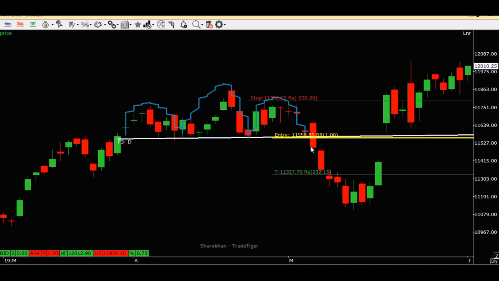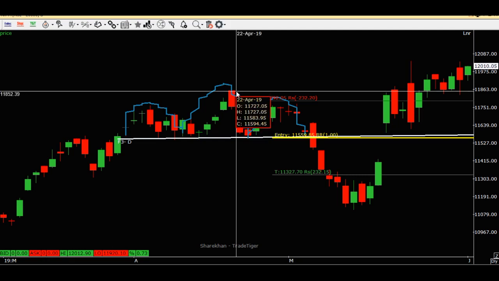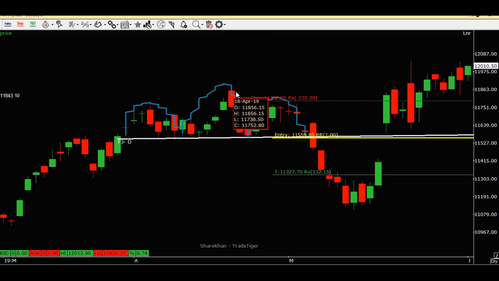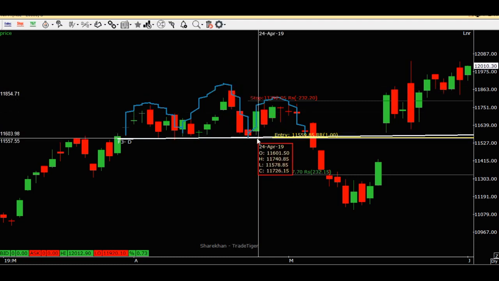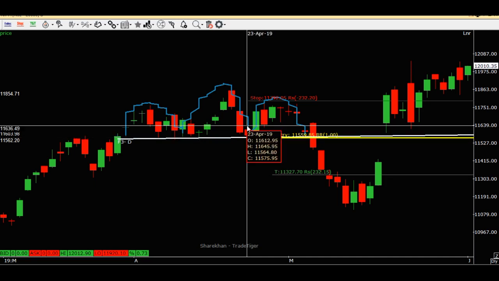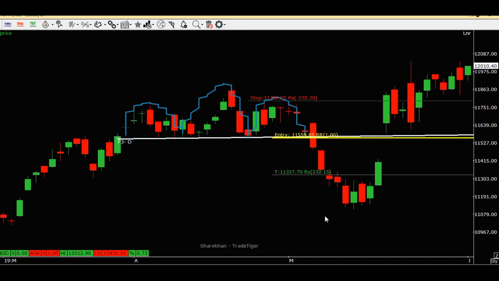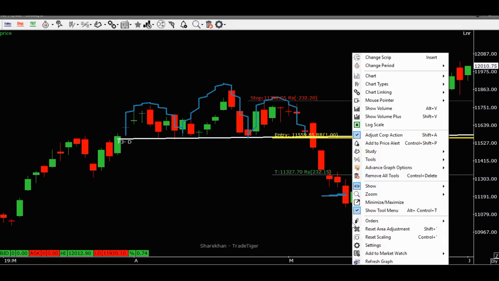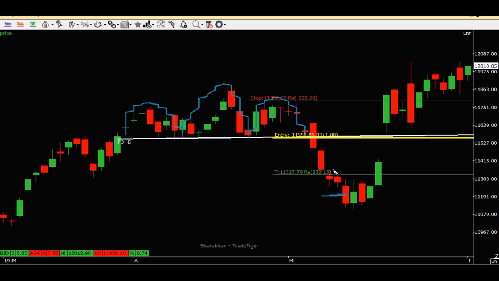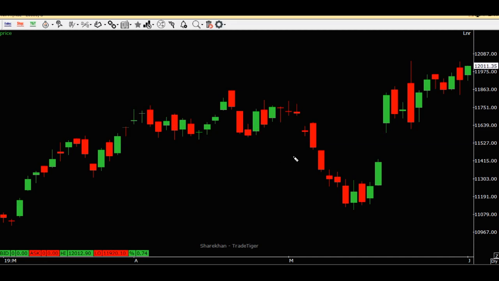Okay, this is how beautifully this pattern works. And now my final target would be from the high of the head to the neckline. We calculate that distance, and this target would have also been achieved somewhere here. So in about 4 or 5 days, 1 week, your entire target would have been achieved and you would have exited the trade right here. Okay, let's see a few more examples.